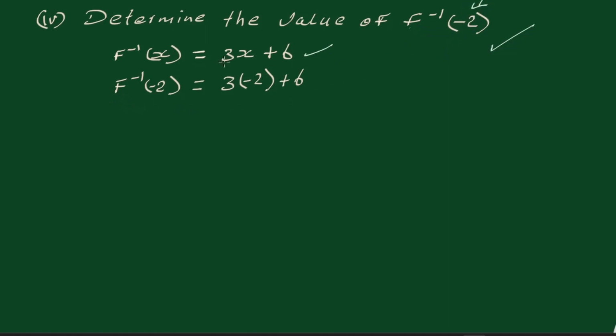So we have the inverse function 3x plus 6, and into that function, we're going to input negative 2. So where I see x, I'm going to replace it with negative 2. So 3 multiplied by negative 2, 3 2s are 6. A plus minus gives me a minus 6. 6 plus 6 will give me 0 as the answer. So the answer to this particular question, f inverse of negative 2, is 0. And this concludes this question.